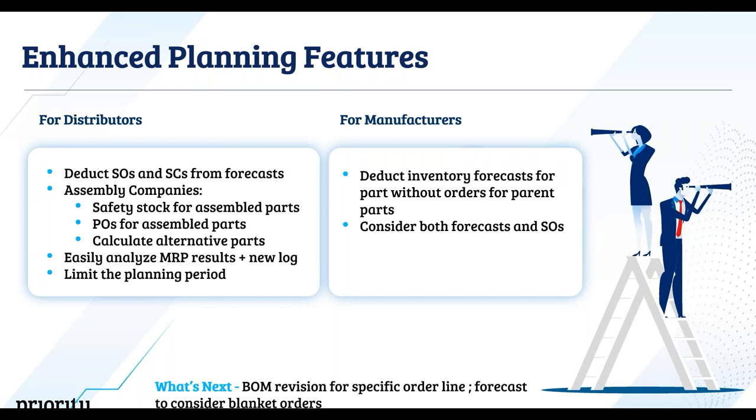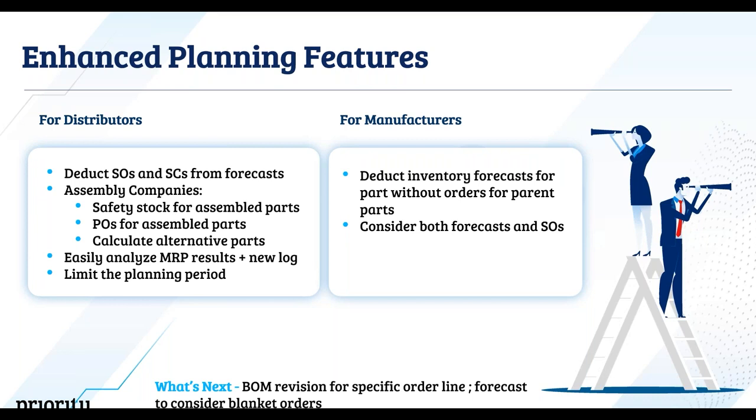Organizations that use BOMs and sell some of the parts separately will be able to decide if they want to deduct forecasts with sales orders only, or together with sales orders for their parent parts as well. So if, for example, there is a printer manufacturer that sells printers together with toners, but also sells the toners individually, they can now decide that sales orders for printers with toners won't deduct from the toner forecast.